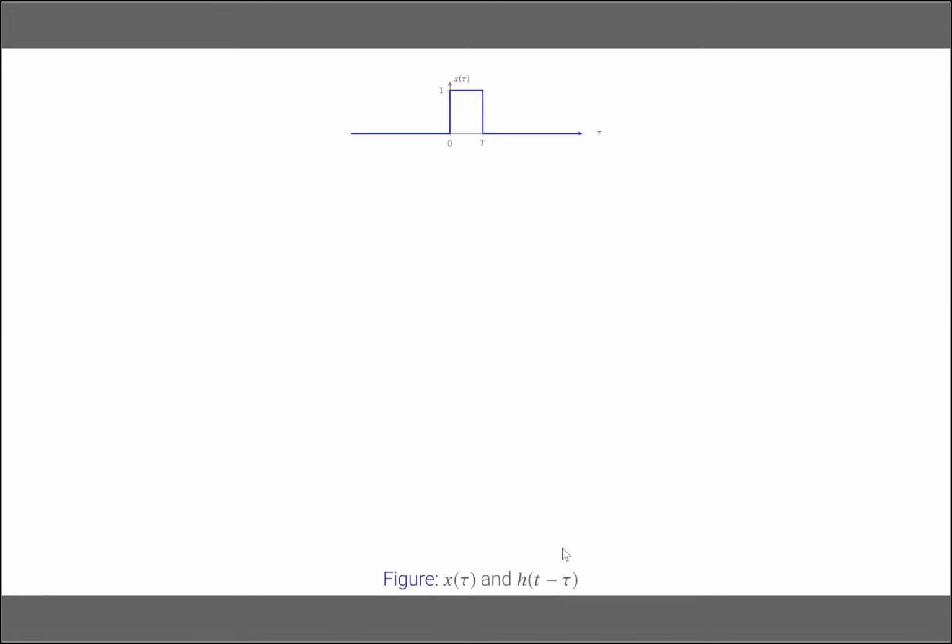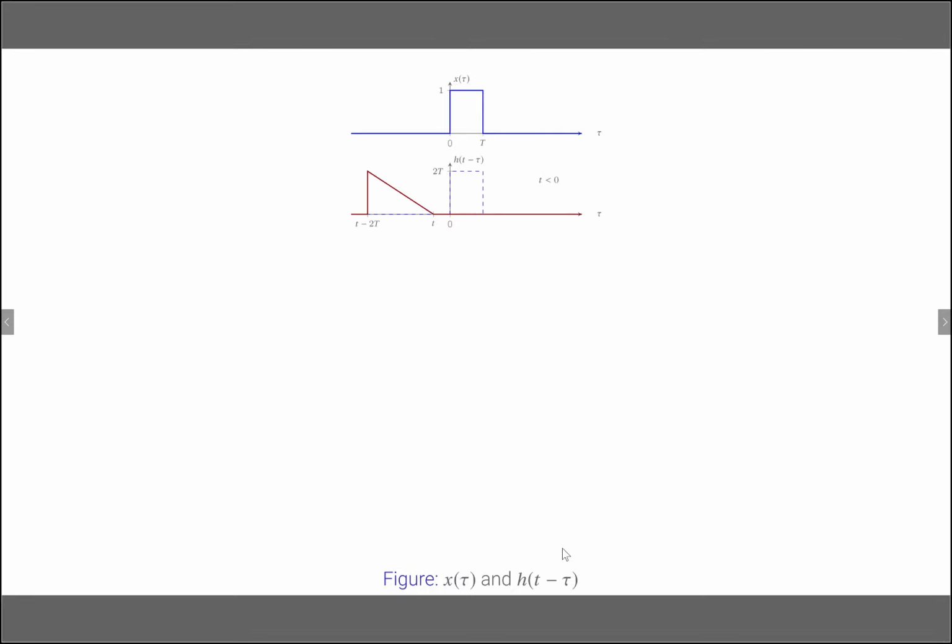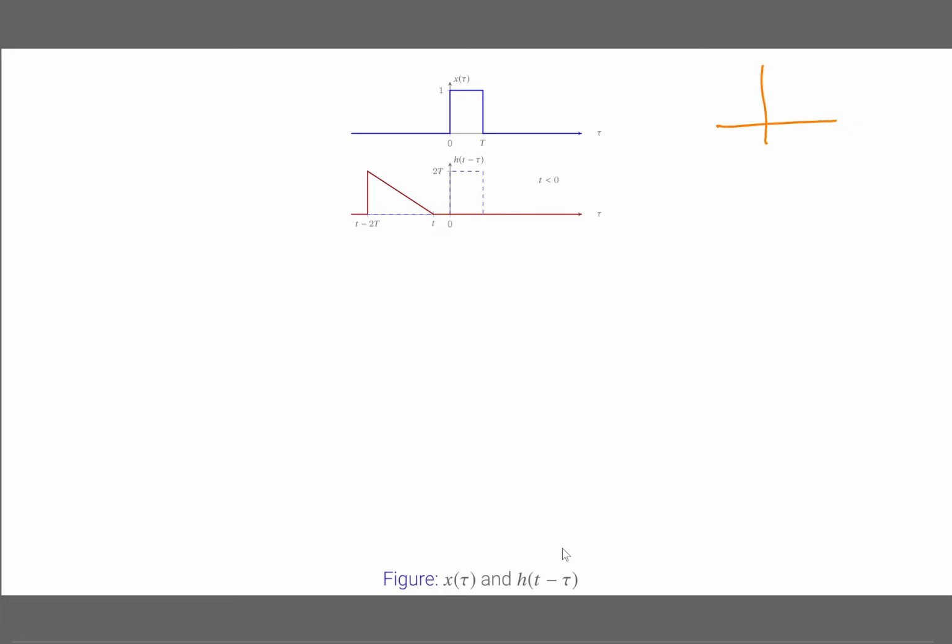So this is x(tau), it is 1 from 0 to T, and then this is h(t minus tau) in red. So I have plotted x(t) also in a dotted blue line just for you to see. So for h(t minus tau), you can see our h(t) was given as this until 2T. This height I should have represented differently, but that's okay. Okay, so now there is no overlap.